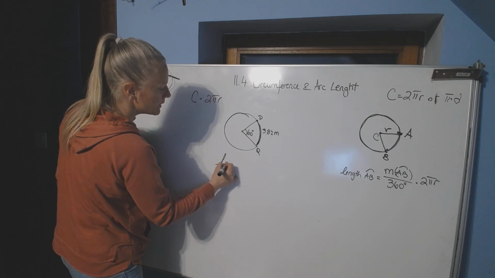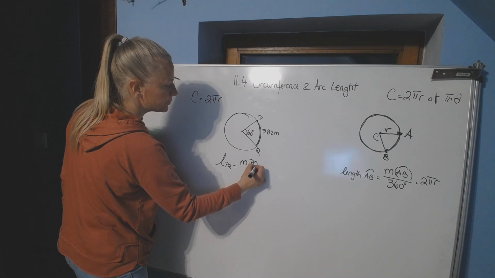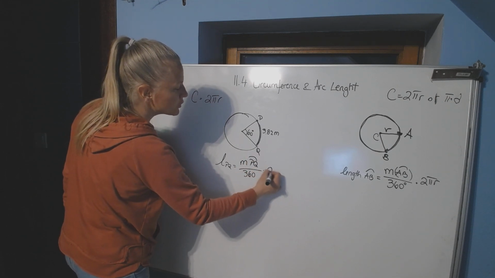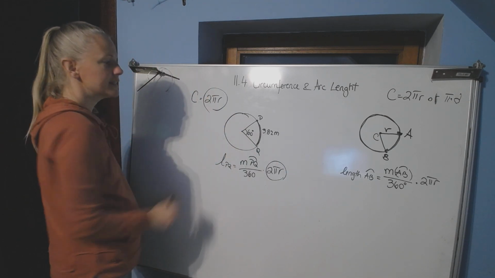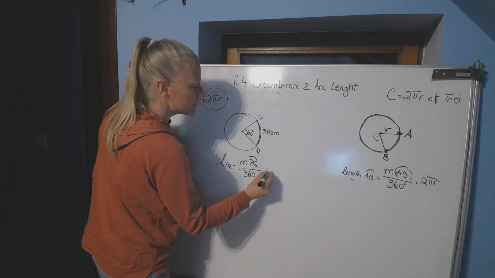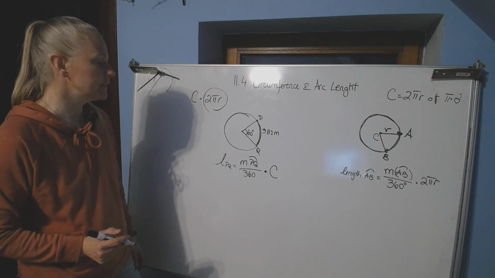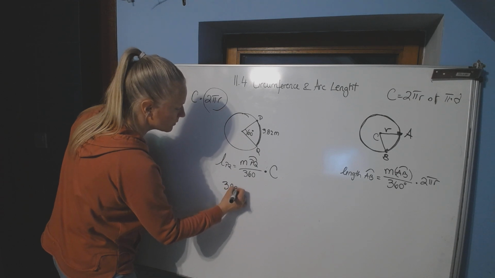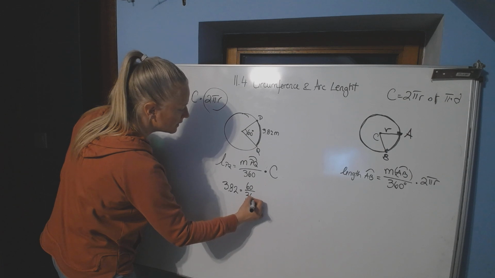The length of PQ is going to be the measurement of PQ all over 360 times 2 pi r. What do you notice? 2 pi r is the circumference. I can take this out and say this is going to be times my circumference. That's what I'm looking for. Let's replace everything that we know. Do I know my length? Yes. 3.82 needs to equal 60 over 360 times C.